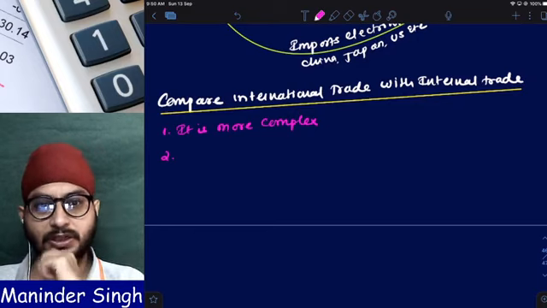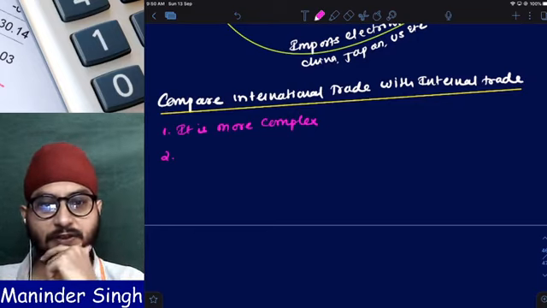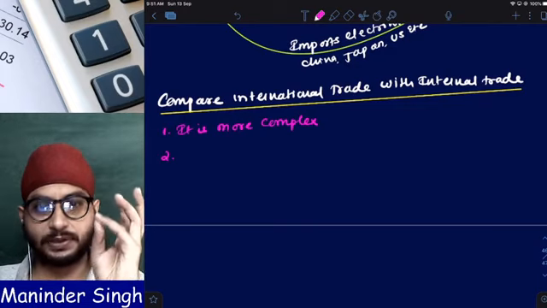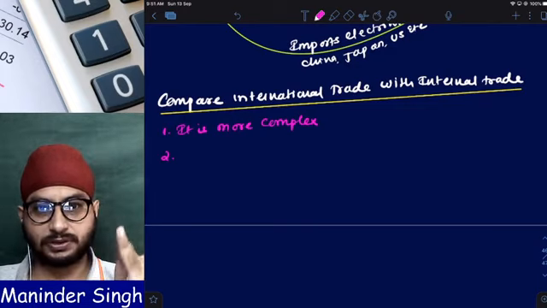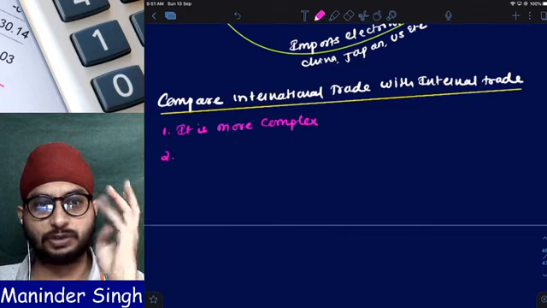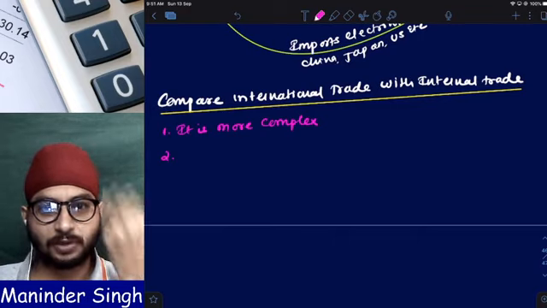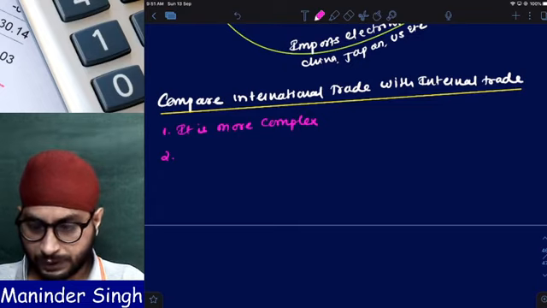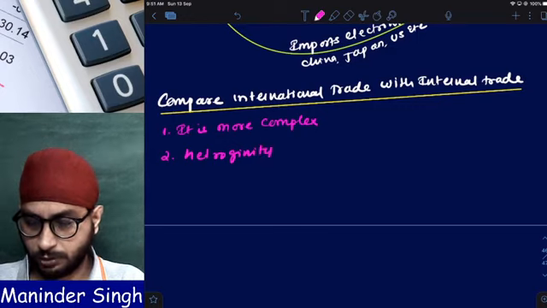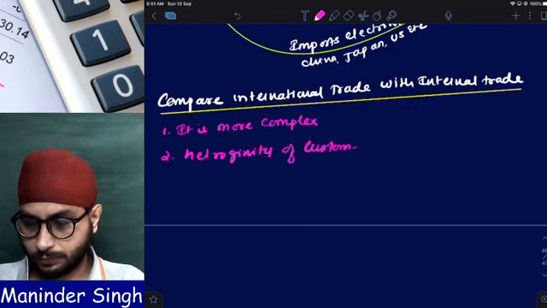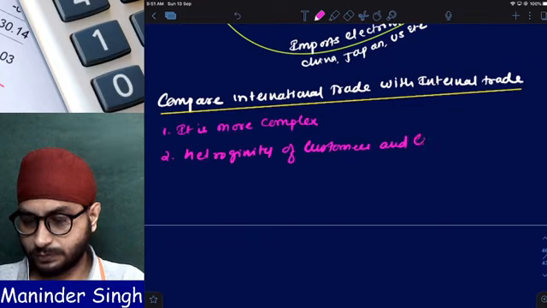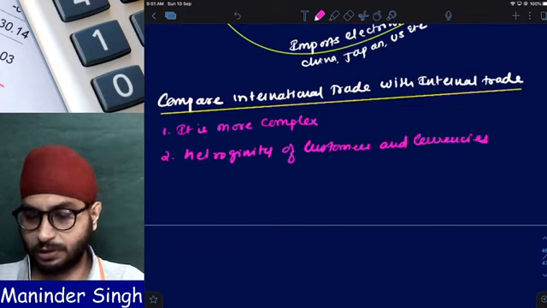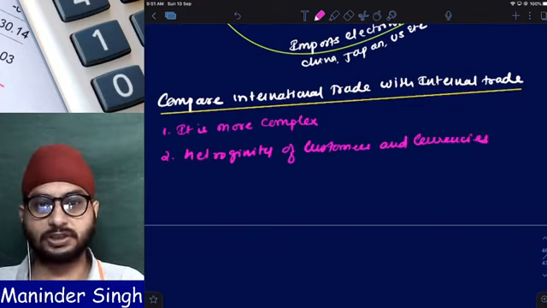Second thing, are currencies the same in all countries or different? India uses rupees, China uses Chinese yuan, Japan uses yen, the US uses US dollars, Australia uses Australian dollars. Different. So can I say heterogeneity of customers and currencies? Heterogeneity means different types of customers and currencies.